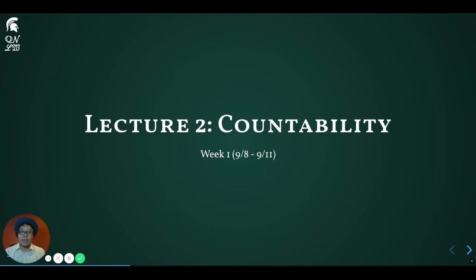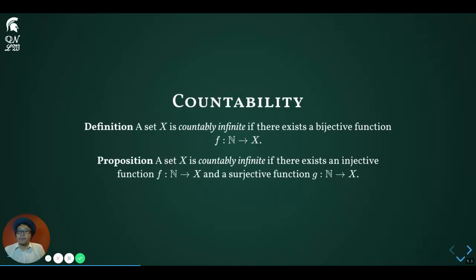This lecture will be about the concept of countability. In the last lecture, we talked about infinite cardinality. In this lecture, we refine the notion and say that a set X is countably infinite if there exists a bijection from the natural numbers to X. A useful proposition, which is really a part of the CBS theorem from last time, is that X is countably infinite if there exists both an injection from N to X and a separate, not necessarily equal, surjection from N to X.